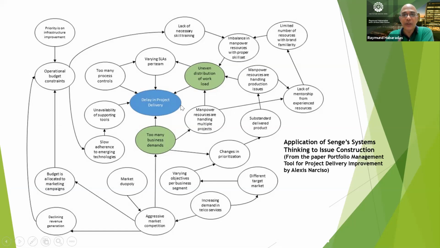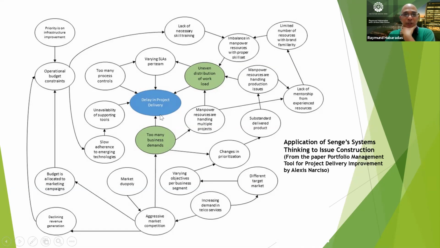And now, when he talked to people in the organization, and also based on his own personal knowledge, they were able to identify several direct reasons for the delay in project delivery. So one is that there are too many business demands. There are just too many transactions that needed to be done. And therefore, because there are too many and there are few of them actually doing the work, it's inevitable that there will be delays in project delivery.